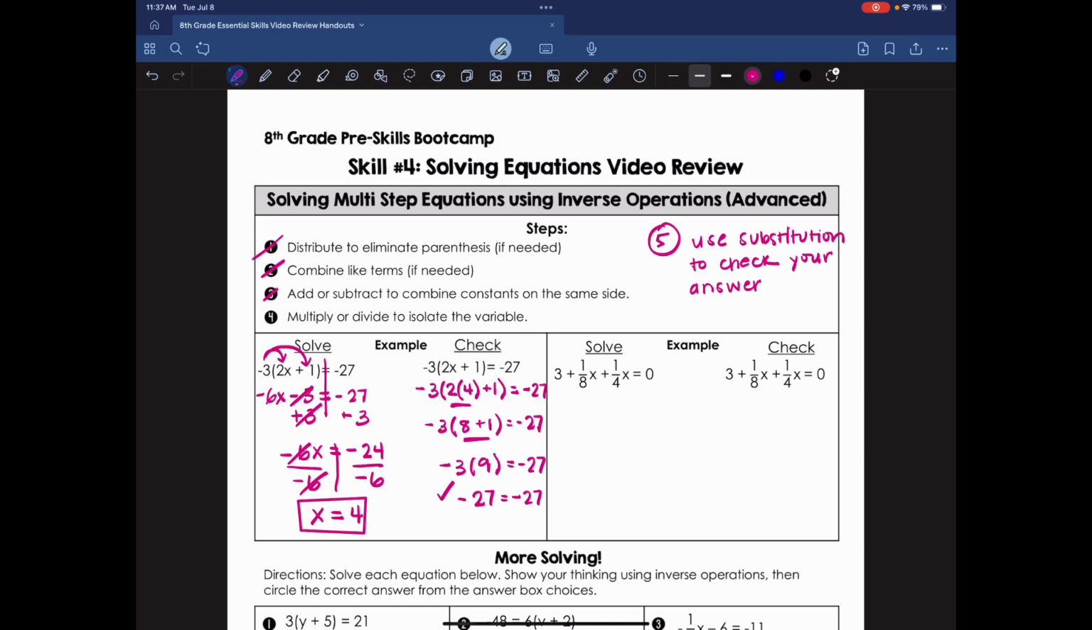All right, let's go ahead and move on and look at our next example. If we go back to our steps, step 1 says to distribute to eliminate parentheses. Well, the good news is we don't have any, so we can say that step is done.